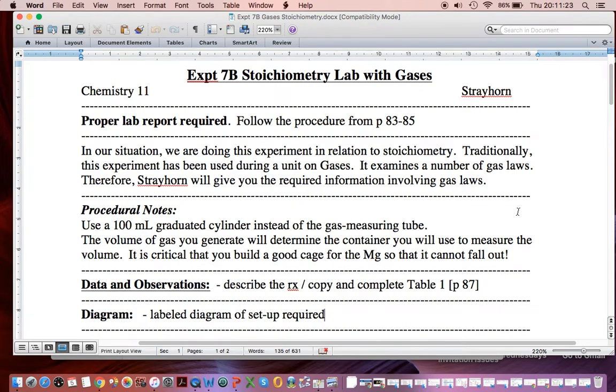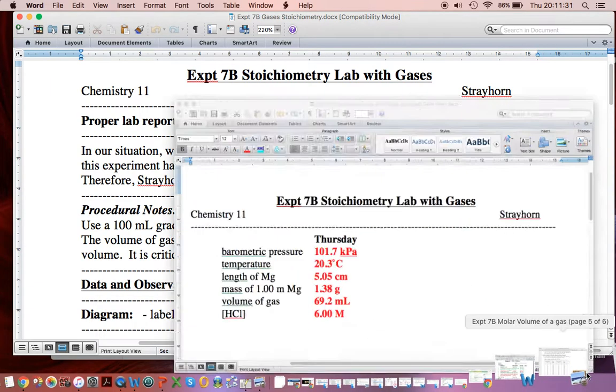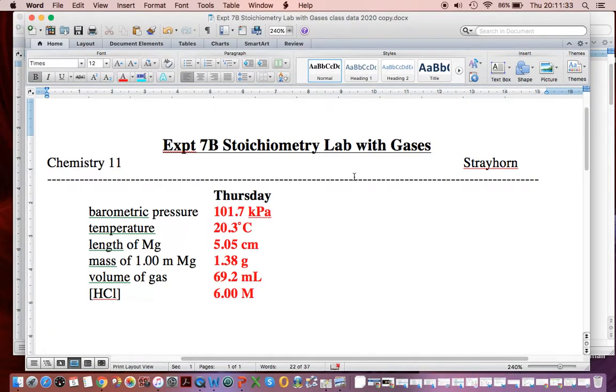Good day. Usually on Thursday afternoon I posted the data that you'll need for the lab. One generous group provided this data. So we had to know the pressure in the room and the temperature in the room. They happened to use 5.05 centimeters of magnesium, and they're going to use that with the fact that it's 1.38 grams per meter for the magnesium.